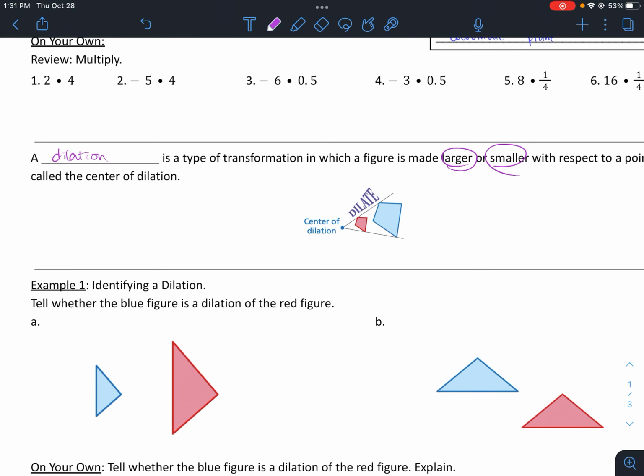Tell whether the blue figure is a dilation of the red figure. So if I were to go from blue to red, did my figure get bigger or smaller? Yes, it did. So that's how you know it is a dilation. It got bigger.